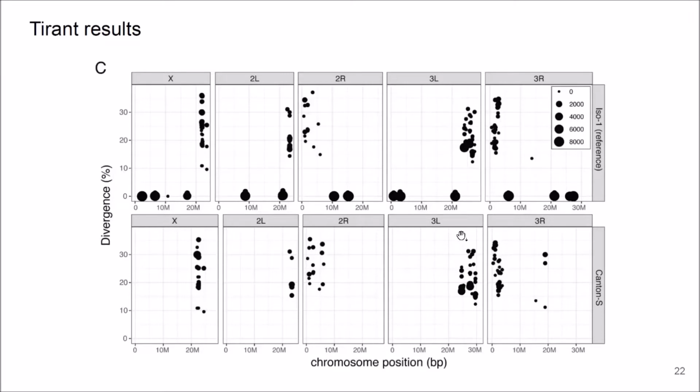And yes, while in ISO1 we have the same types of elements, diverged and located in heterochromatin, we also have a different type of Tirant insertion, which is mainly or often in euchromatin, much bigger and much less diverged. So again, this seems to be two different types of insertions, canonical and degraded.